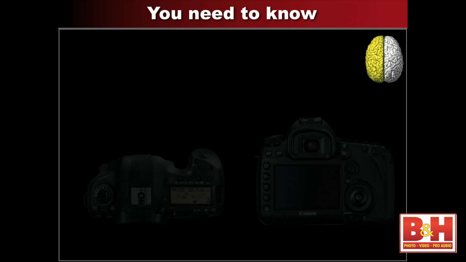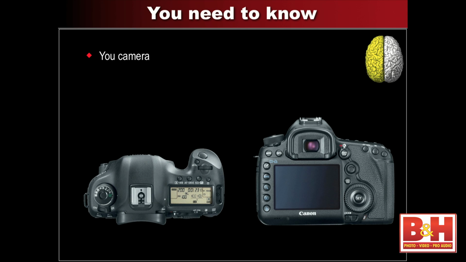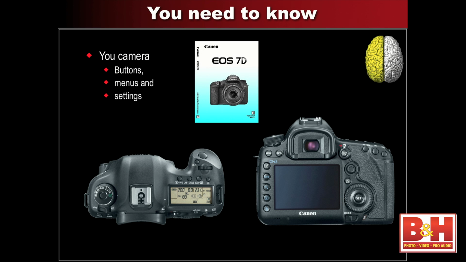Now, that doesn't mean you can't learn about the other stuff. You still need to learn about your camera. You need to know where the buttons are. So I'm assuming at this point you know where your buttons are, you know where your menus are, and you know all the settings of the camera. If you have any questions on that, I won't have time to cover those sorts of things. All those things are in the manual. Had you read it and understood it, you would know all that stuff already.